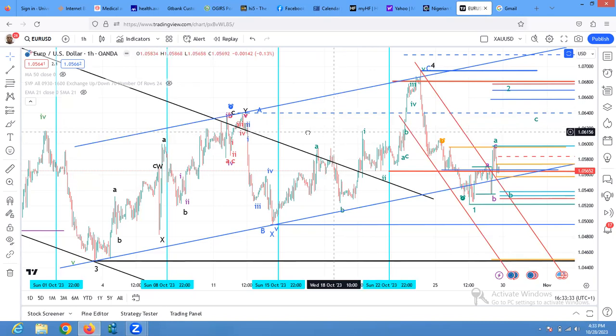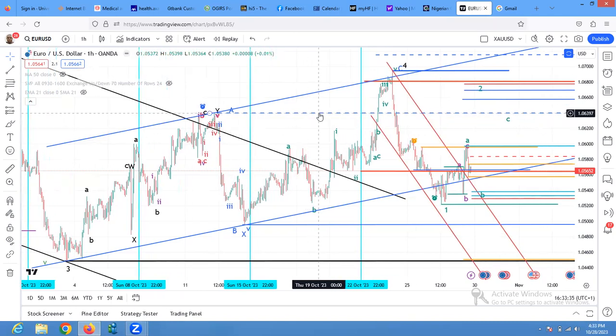So of course, can we break this? Yes, we can break these, or we can cap this. We can actually cap this, which is the end of A here or Y here. We can cap it, but what will determine where we are going next is what we are seeing here.